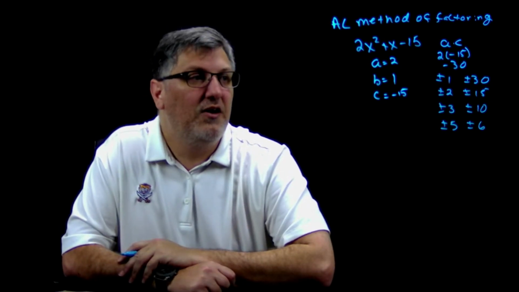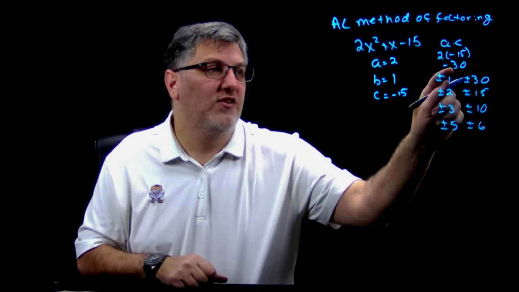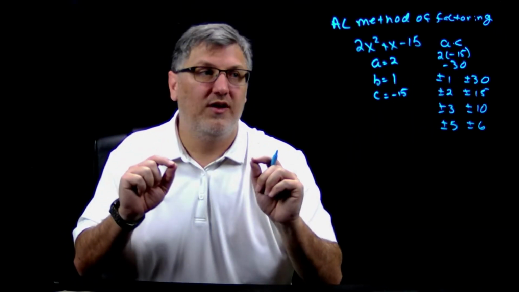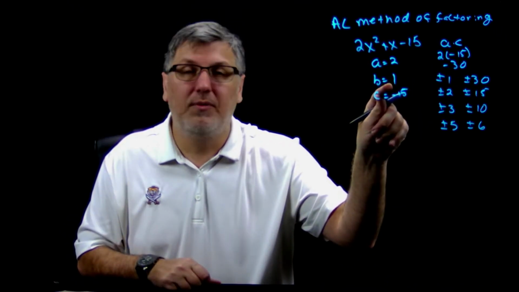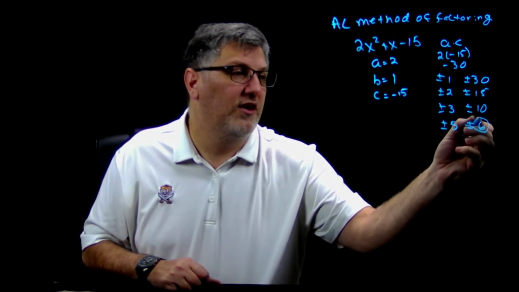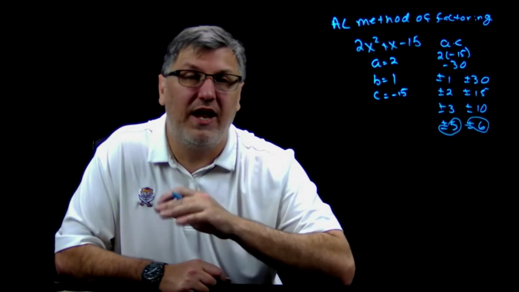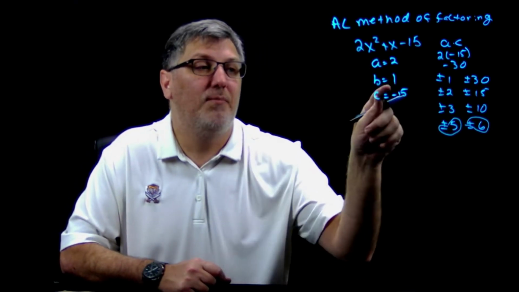All right. Now, what I'm going to do is look at all these factors. I know the signs have to alternate because this is a negative number, and they have to add up to be a positive 1. Well, that's pretty easy. It's only a positive 6 and a negative 5, because if I do 6 minus 5, or negative 5 plus 6, I'm getting a positive 1.